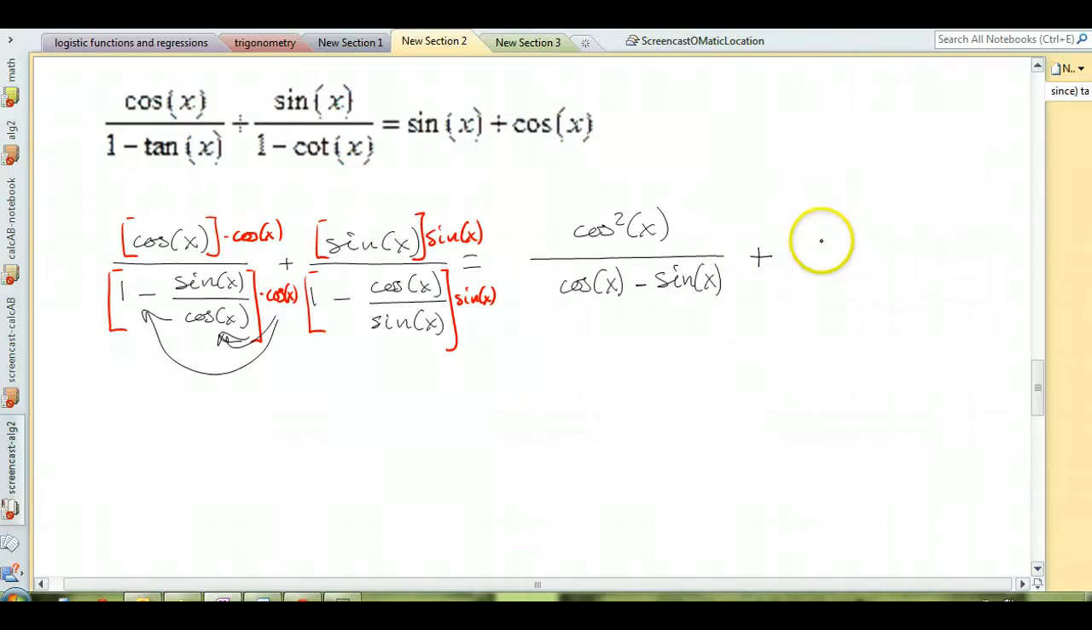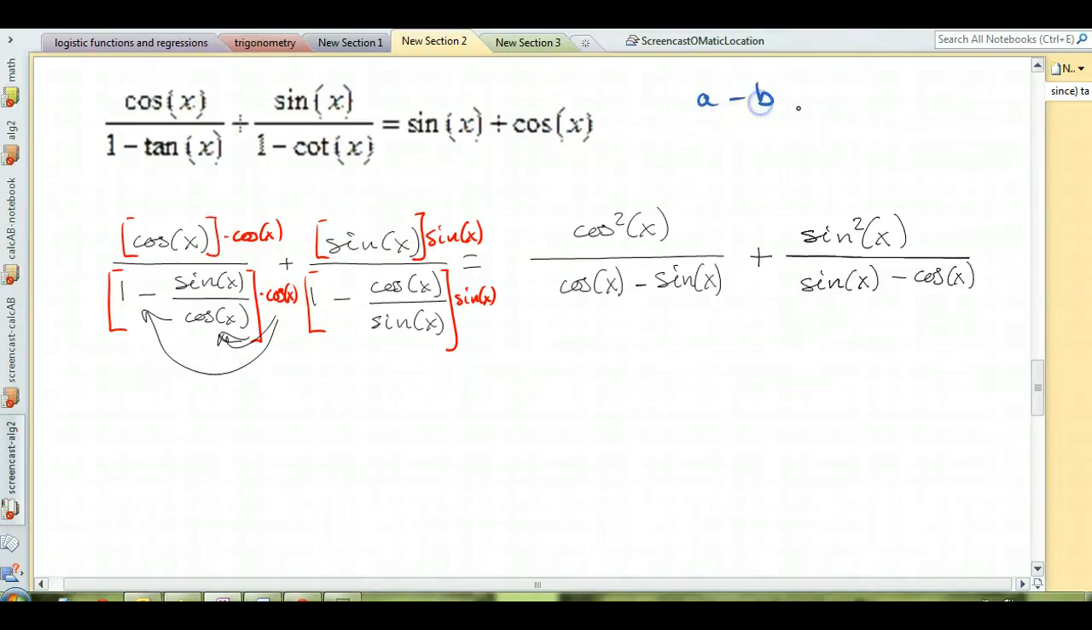What do we have on the other side? We have a sine square x, divided by what? Well, this time it's sine minus cosine. Well, look at the denominators. Cosine minus sine, sine minus cosine. So what's the relation between a minus b and b minus a? Algebraically, what's the connection? Well, these quantities are called, in algebra, opposite, right? If you multiply a minus b by -1, you're gonna find b minus a, right? So this is opposite. All right.